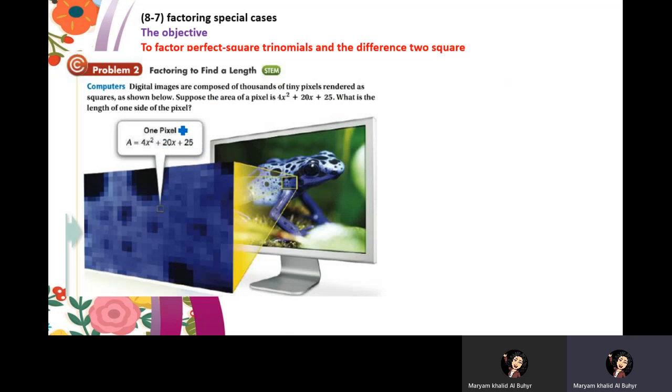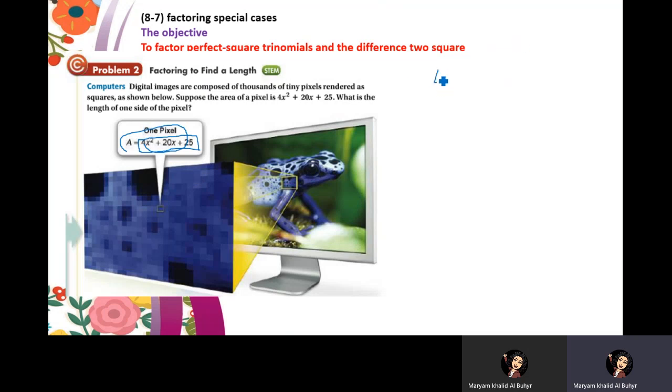So here it's true, this is a word problem. But if I'm telling you, digital images are composed of thousands of tiny pixels rendered as squares, as shown here. Now, you know each pixel is a square. So what is the area of a square? It is side squared. So that means I need to factor this one to find the length of each side. So what is the length of each side? Let me try to find it.